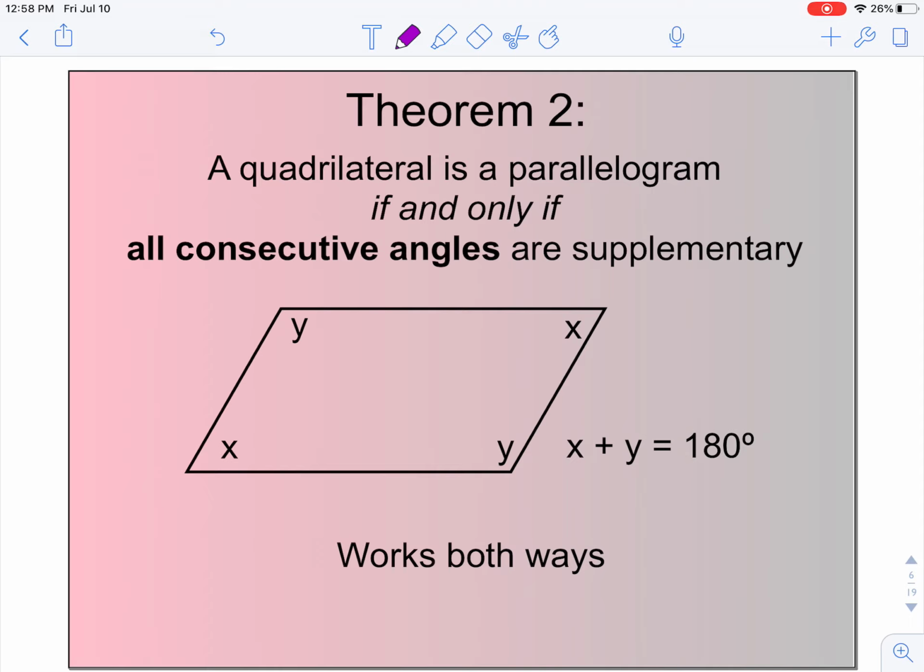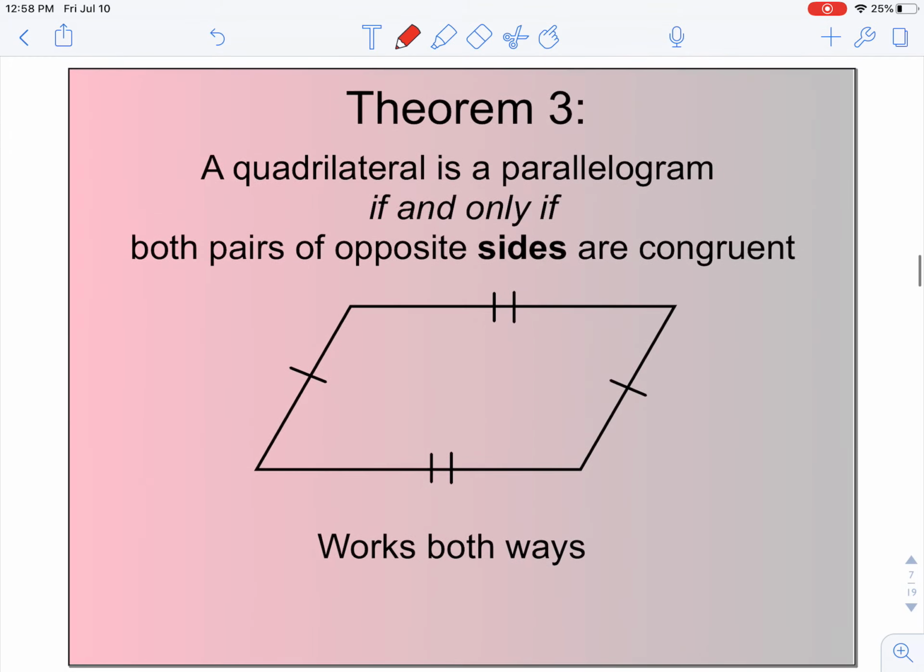or you can start with the conclusion being the hypothesis. So another theorem, theorem 2, a quadrilateral is a parallelogram if and only if all consecutive angles are supplementary. So angle X and angle Y are consecutive, and when we add them together, they will be supplementary and add up to 180. Or these consecutive angles, Y plus X, are supplementary. And again, if I tell you that you have a parallelogram, then you know the consecutive angles are supplementary. Or if you can see in the quadrilateral that the consecutive angles, all of them, are supplementary, then you know that it's a parallelogram.